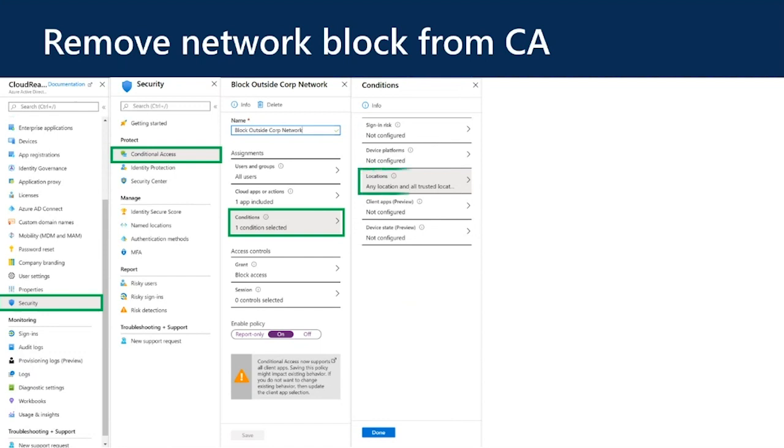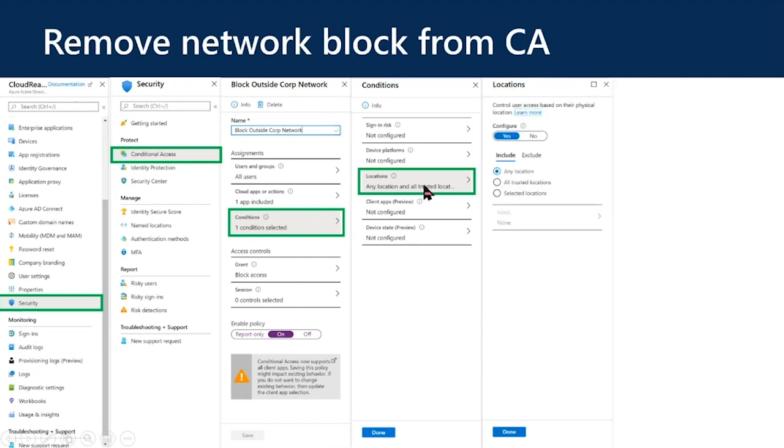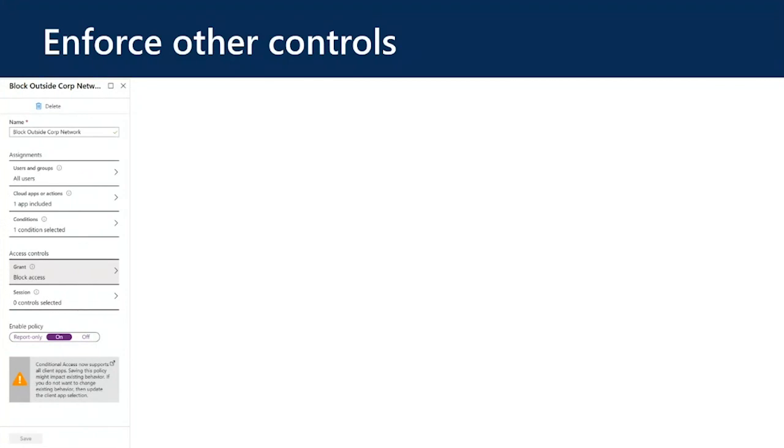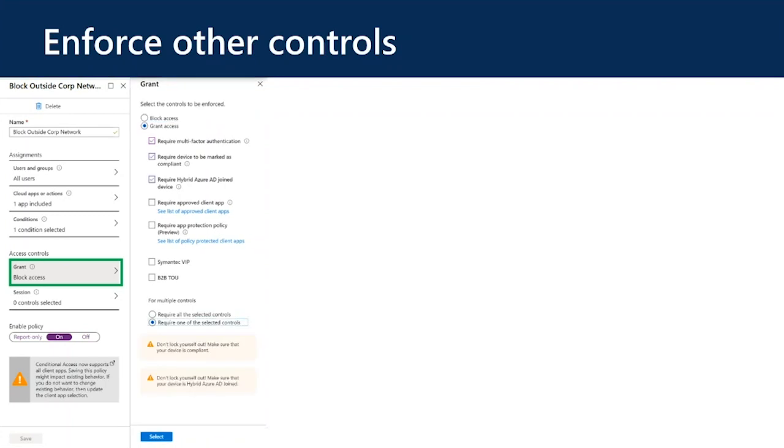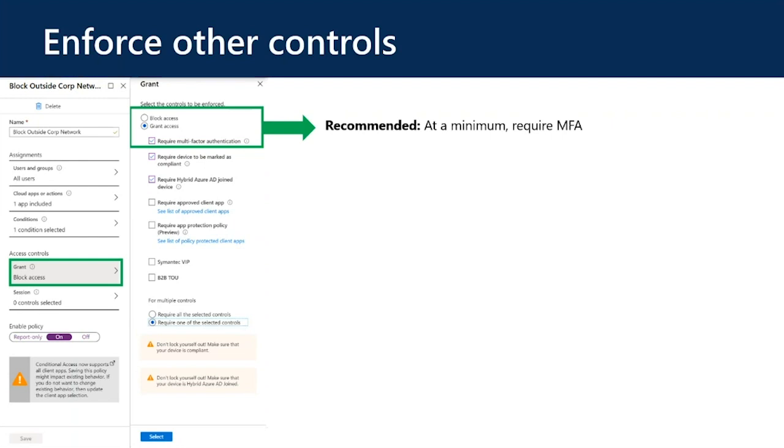So as you can see here, I'm going to go to a conditional access policy. It says block outside corporate network. I'm going to go to conditions and I'm going to say locations. And I'm going to turn this off now. You'll see I'll turn that off. But now we're going to go back to our controls and say, you know what, I'm now going to enforce multi-factor authentication. And so that's recommended, at a minimum, require multi-factor authentication.